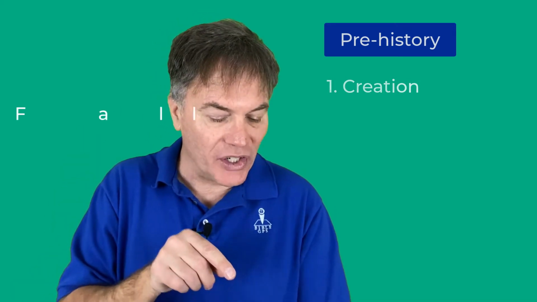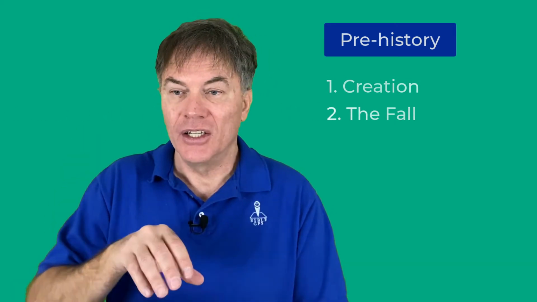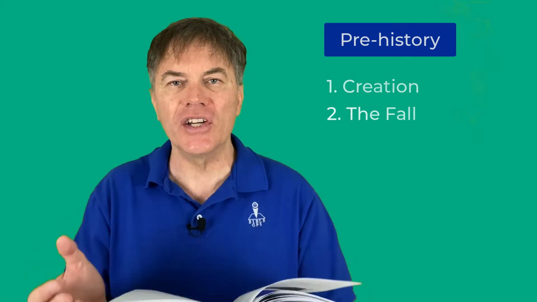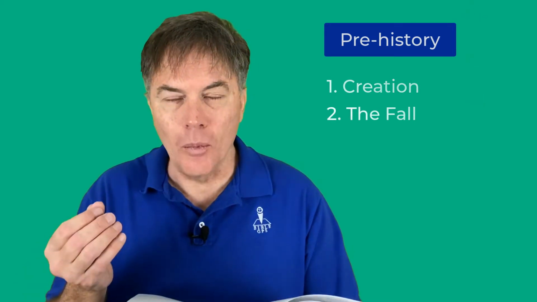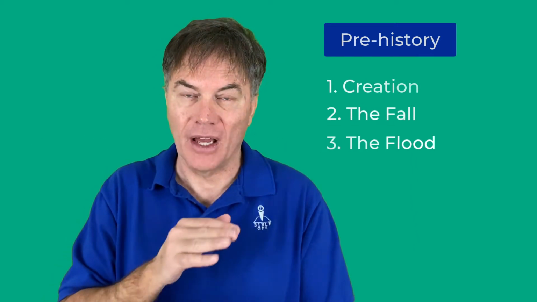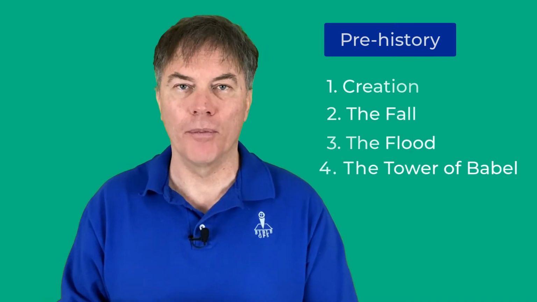The second one is the fall of humanity. During creation, God created everything good, and then the mysterious thing happened that humanity transgressed against God, and that's the second one, the fall of humanity. And then the third one is the flood, and the fourth one is the Tower of Babel.